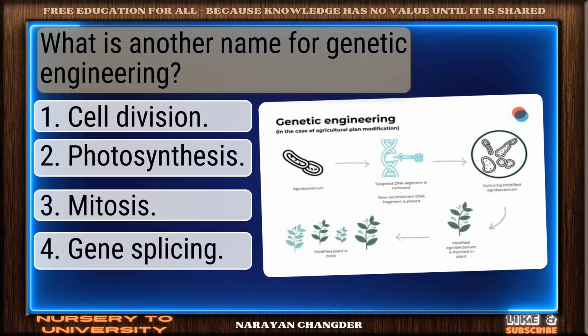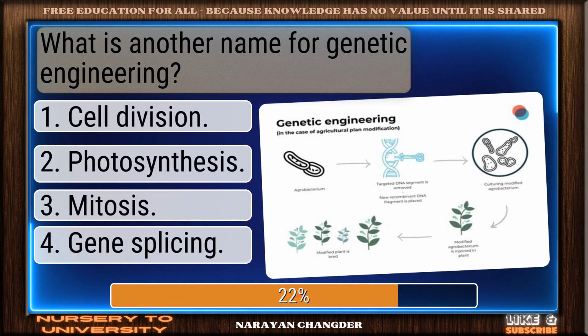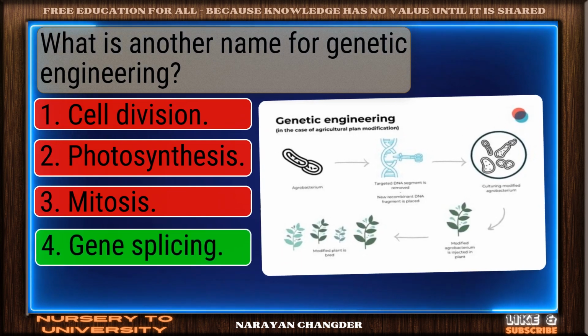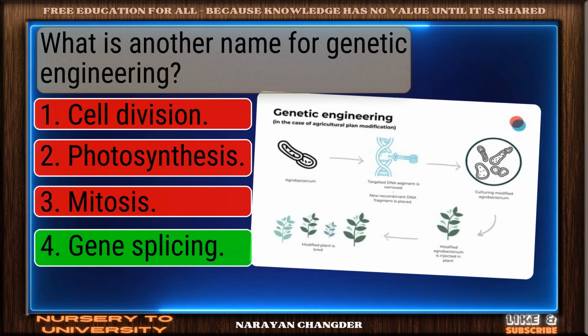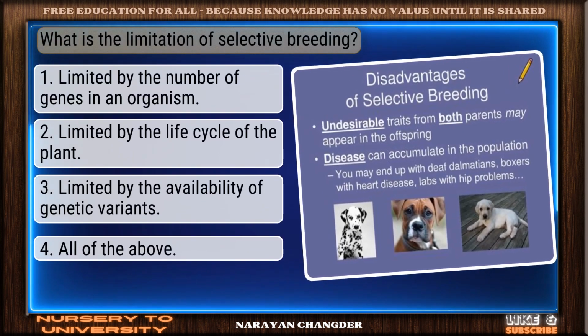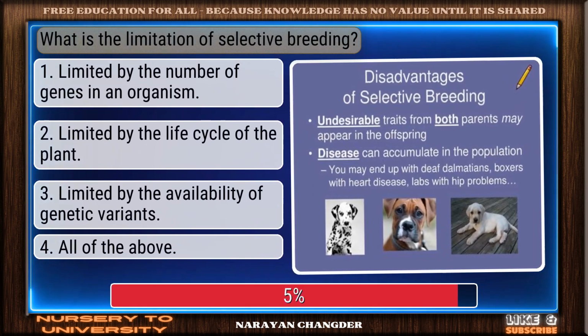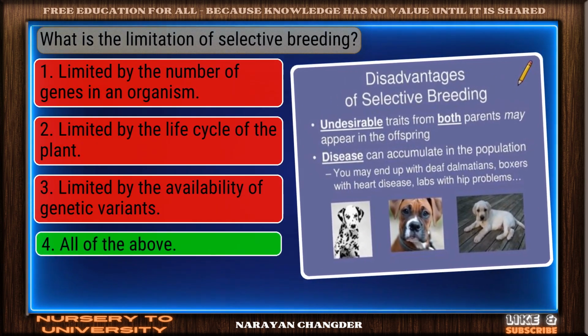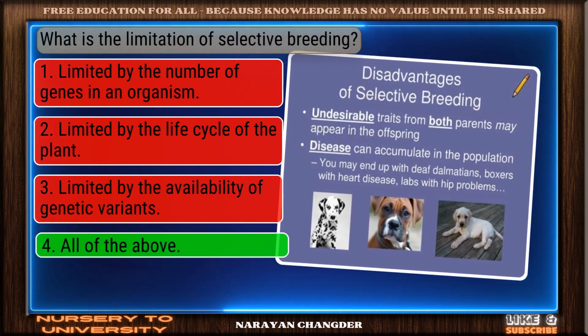What is another name for genetic engineering? You got it. Your choice, gene splicing, is right. What is the limitation of selective breeding? Bravo. All of the above is the answer.